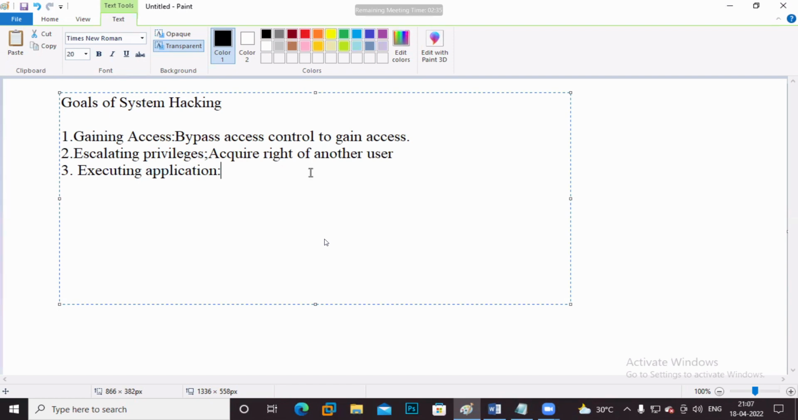Okay, so understand one thing. Executing application means that first the attacker gains access, now they escalate the privilege, and next they are going to execute applications. Executing application means maybe they are trying to install some kind of malware. Are you getting me? Yes, sir. So they will install many kinds of malware into your machine.